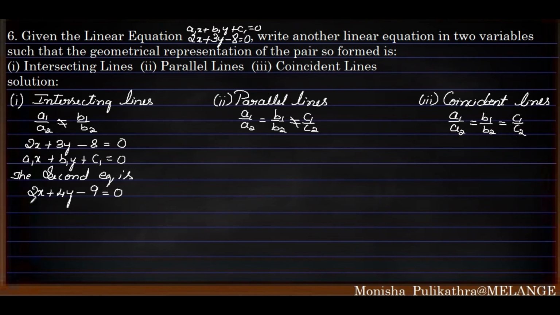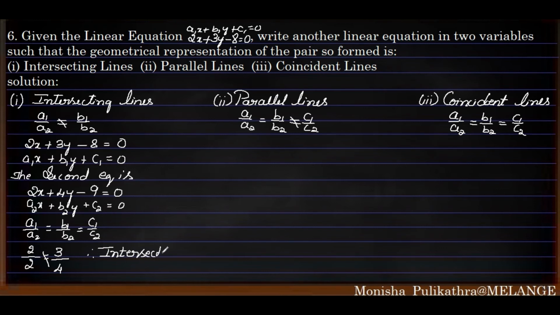This is the second equation I am going to take, in the form a2x + b2y + c2 = 0. Now I need to take the ratio a1 by a2, b1 by b2, c1 by c2. Here a1 is 2 and a2 is also 2, b1 is 3 and b2 is 4. So clearly a1 by a2 is not equal to b1 by b2. Therefore it is intersecting.